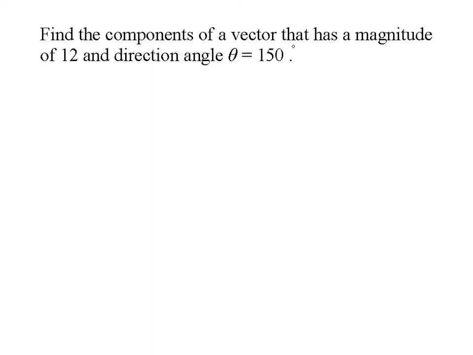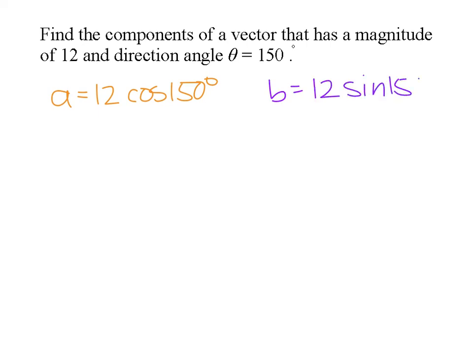So let's try a little practice. Find the components of a vector that has a magnitude of 12 and a direction angle of 150. Simply enough, to get a, we're going to do the magnitude of V, 12, times cosine of 150. Then to get b, we do the magnitude times sine of 150. This one is nice because cosine of 150 and sine of 150 are on the unit circle, so I'm just going to use what we know about that.